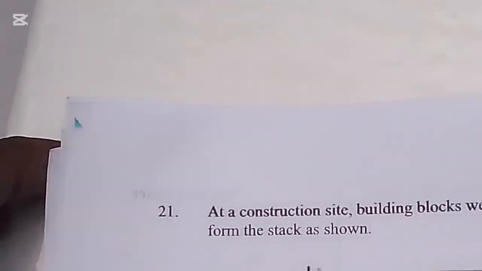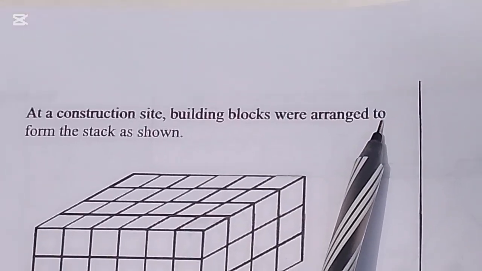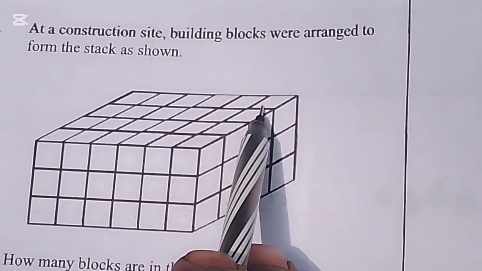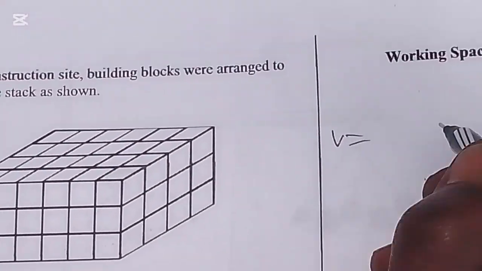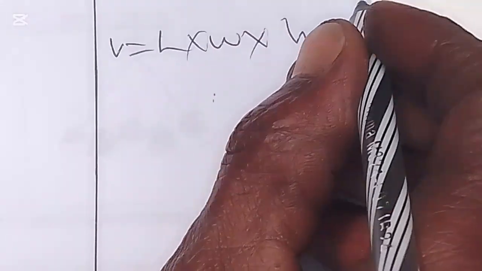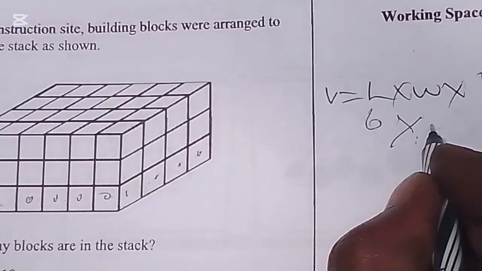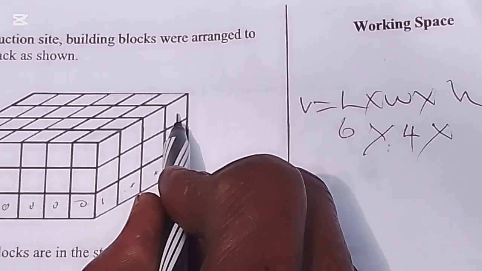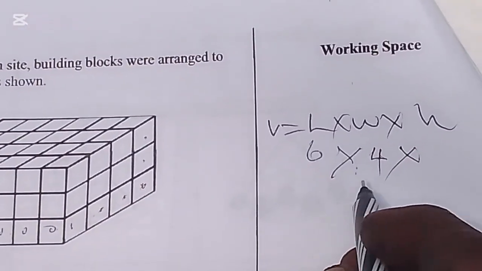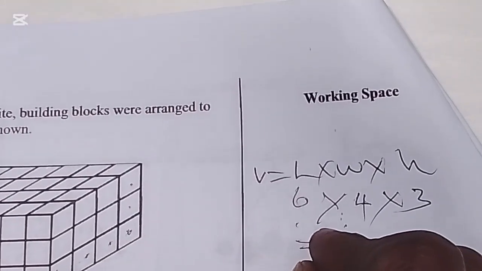Number 21. At a construction site, building blocks were arranged to form the stack as shown. How many blocks are in the stack? This is demanding volume, which is length times width times height. So we have length 1, 2, 3, 4, 5, 6. Width 1, 2, 3, 4. Then height 1, 2, 3. So that is 24 times 3, which is 72.